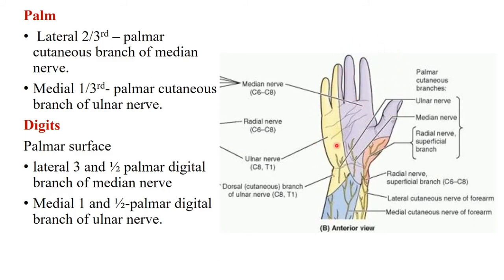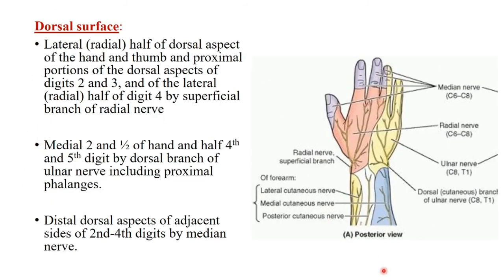The lateral 2/3, we can say radial 2/3, is supplied by the median nerve. Medial 1/3 is supplied by the ulnar nerve. Then comes the dorsal surface. The dorsal surface has a little bit complex supply. If we go to the dorsal aspect of this hand, this is the dorsal aspect and this is the radial side. So the radial half or lateral half of the hand is supplied by the radial nerve.